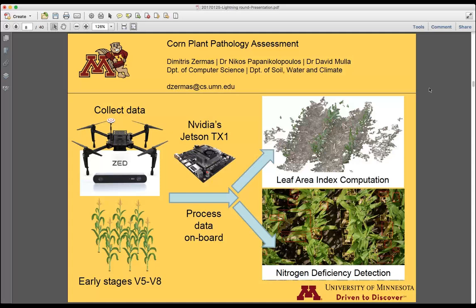And our goal is to evaluate and develop methods in order to identify nitrogen deficiency in corn during the early stages. About a year ago we developed a methodology to identify nitrogen deficiency with images that were taken in a top-down fashion, as you can see in the bottom right image. And we're working on creating detailed 3D reconstruction of corn plants during their early stages of development in order to estimate their leaf area index and other biomass parameters.